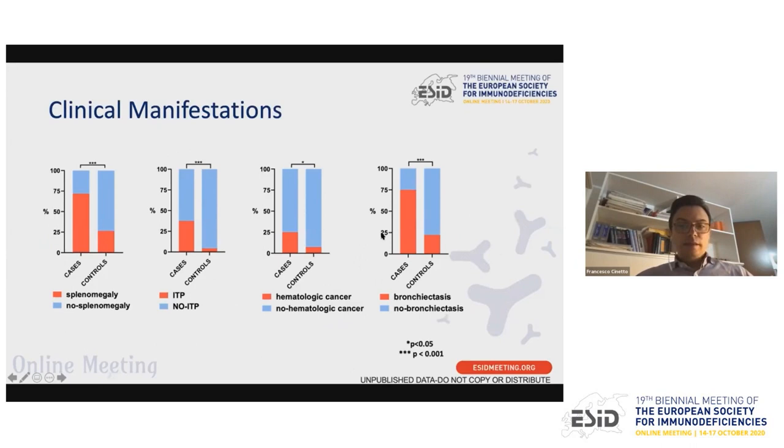But disease was not limited to the lung. In fact, we found a significantly higher prevalence of bronchiectasis among GLILD patients, but also a significantly higher prevalence of splenomegaly, autoimmune cytopenia, and particularly thrombocytopenia, and hematologic cancers among GLILD patients if compared to controls.